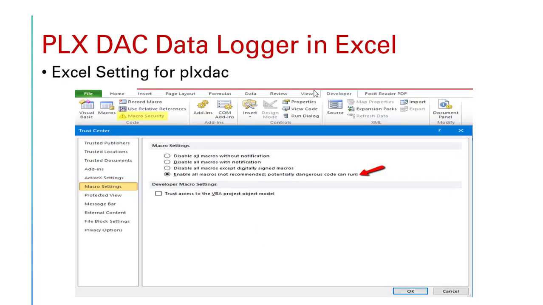After enabling the developer options, we need to go to macro settings. The macro settings are available under the developer options, so we need to enable those macro settings as well. Enable all the macros, not recommended, potentially dangerous for code run. We need to run the code as well. That's why we need to enable the macro settings.